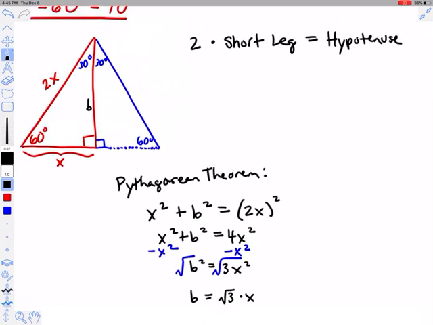So b is the square root of 3 times x, or what we can say is the square root of 3 times the short leg equals the long leg.